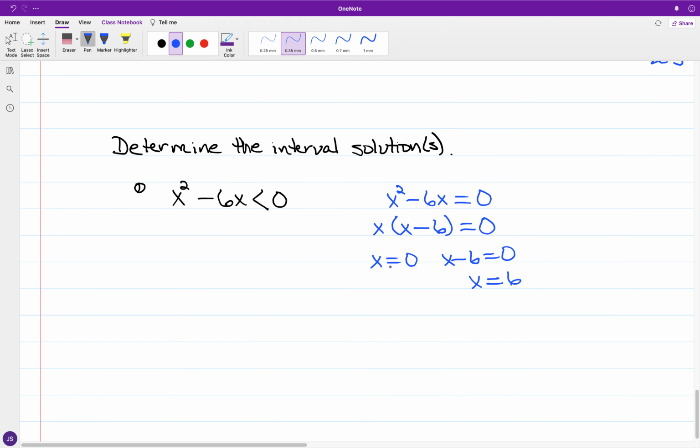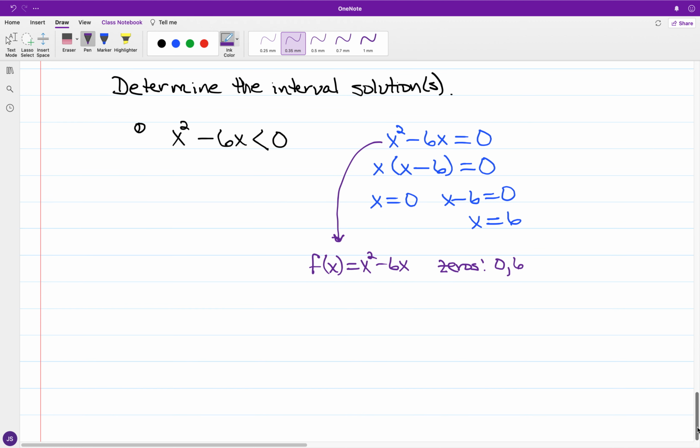So already as a comparison to 0, I have that setting up the zeros. I have f of x equal to x squared minus 6x. And again, we have the zeros: x at 0 as well as x at 6.